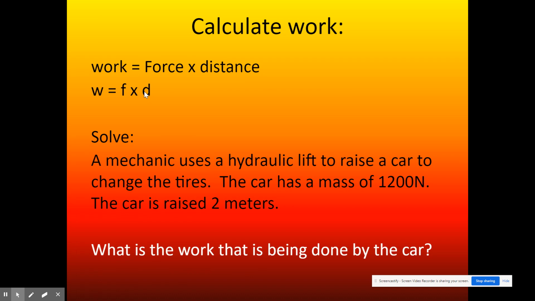And that tells you how many joules of work were accomplished by moving the car. Work is measured in joules, and force is measured in newtons.